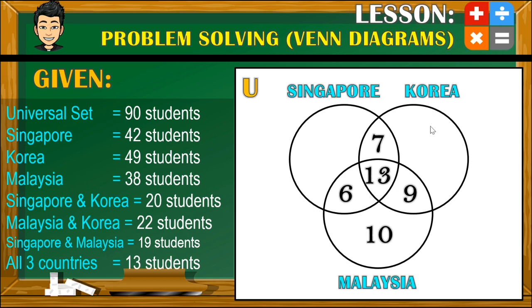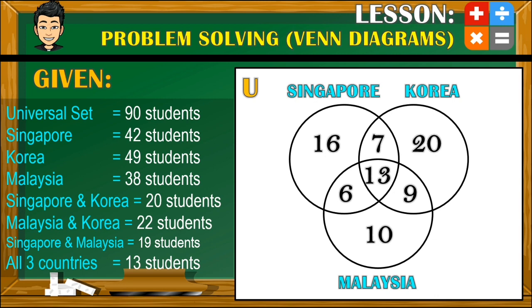To get this part naman ng Korea, gagawin natin ulit yung process na ginawa kanina. So we already have 7, 13, and 9 sa circle ng Korea, but based on the given, we have 49 students. So 7 plus 13 plus 9, we have 29. 49 minus 29, we still have 20 students. Likewise, to get this portion of Singapore only, we will add 6, 13, and 7, so we have 26. And 42 minus 26, we still have 16 students.